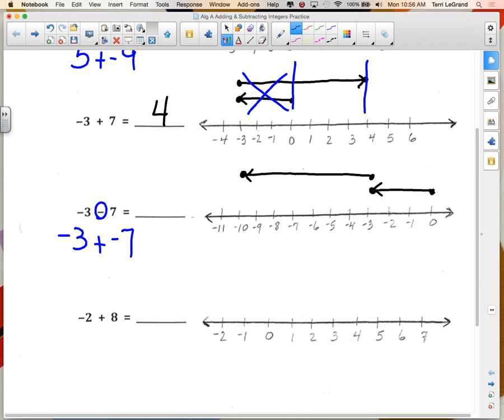It becomes negative. You add their distances together. 3 units of distance, like Taylor said, plus 7 units of distance is 10. But make that 10 negative because they were both negative. You were going to the left twice. You can't end up in positive territory when you're heading left twice. Okay?